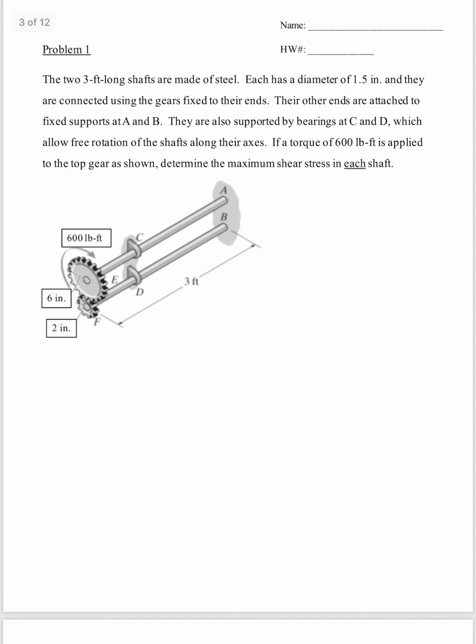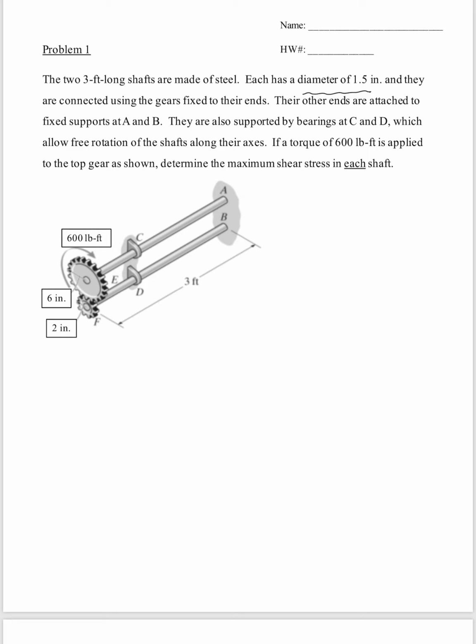Okay, so we have two 3-foot long shafts. They are both made of steel. They also both have the same diameter. They're connected to the gears and fixed at their ends. So at A and B we have a wall. It's supported by bearings at C and D, which allow free rotation.